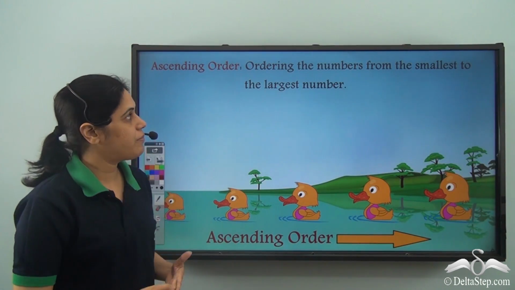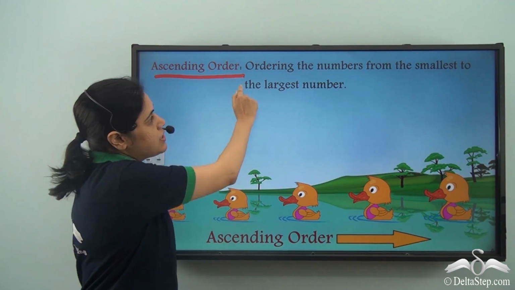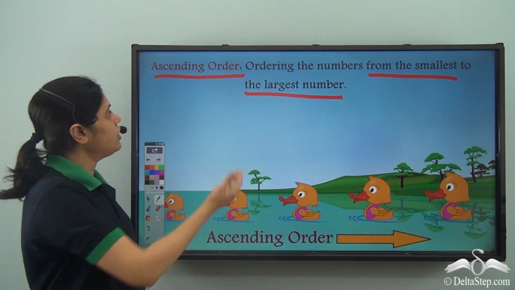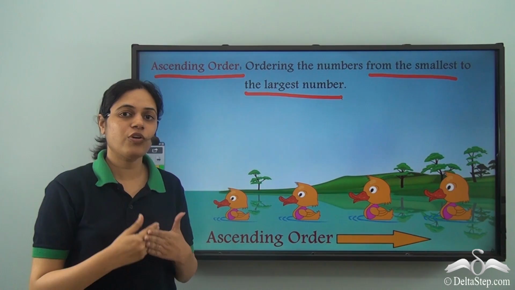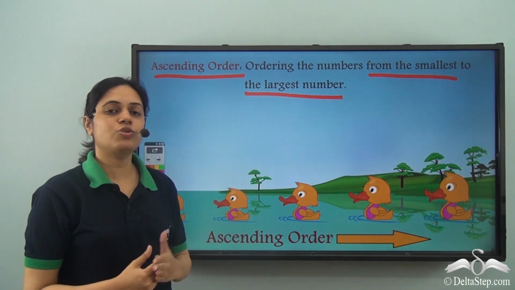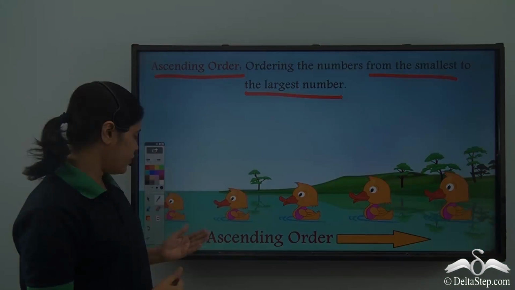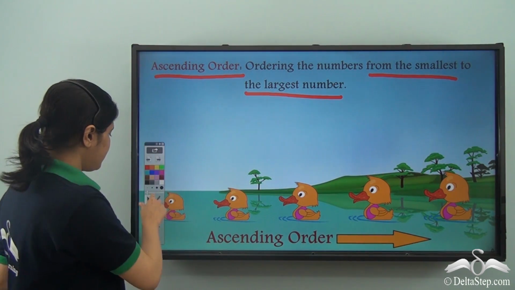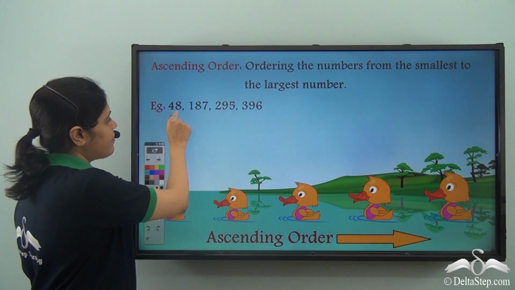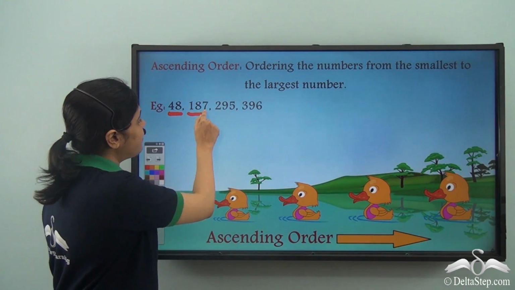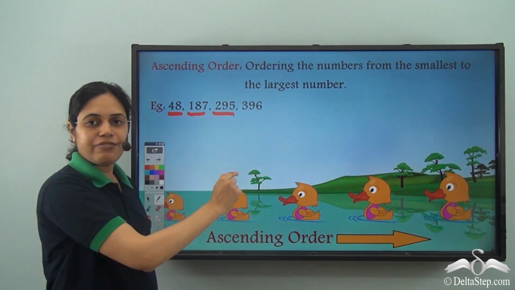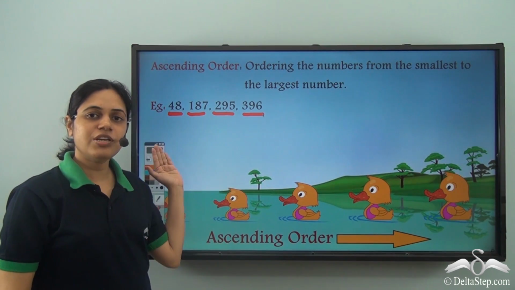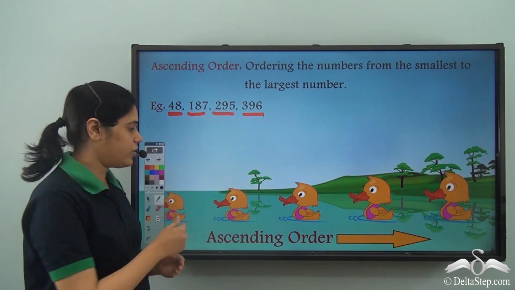Similarly, we can order the numbers from the smallest to the largest, and this ordering is called ascending order. So when we arrange the numbers from the smallest to the largest, it is called ascending order. Like you can see these ducks arranged from the smallest to the largest. So if you look at these numbers, 48 is smaller than 187, which is smaller than 295, which is smaller than 396. So these numbers are arranged in increasing order or ascending order.